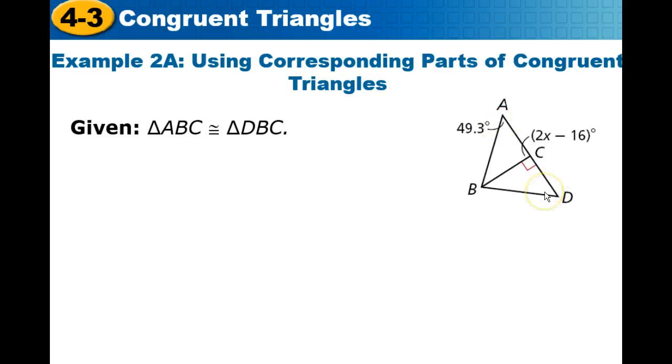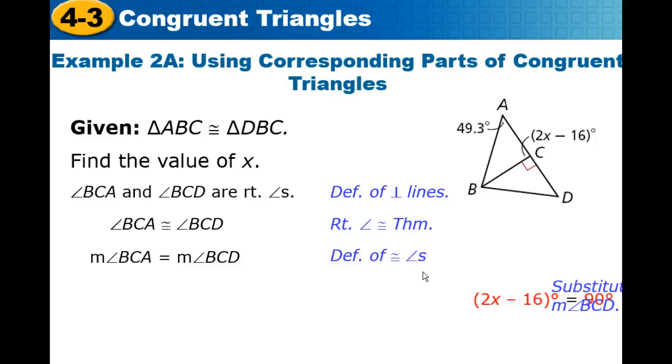Guess what you should be doing right now? Pausing this video, drawing this picture. Guess what angle D is? 49.3. You guessed it. They match. Okay. Next thing you should notice is because this angle right here, ACB, should match DCB. And since this one has a little box, that means this one is equal to 90. You guessed it.